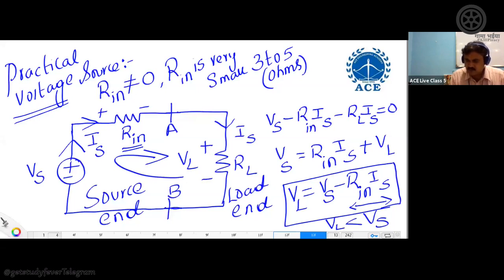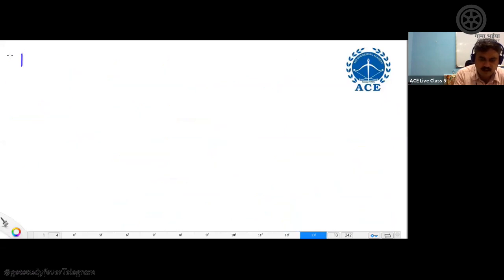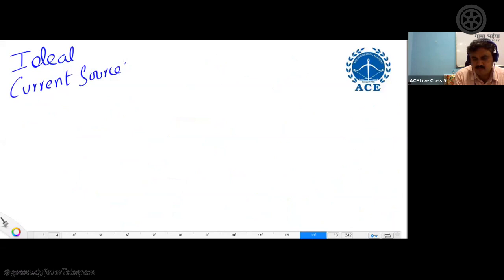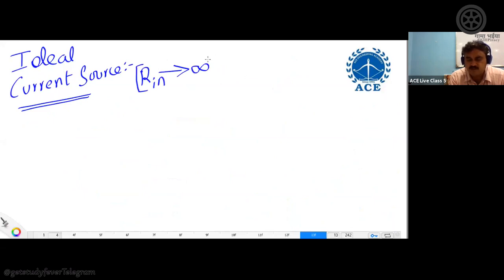Now let us see what is an ideal current source. What is an ideal current source? When you talk about an ideal current source, internal resistance is infinite, very high, in mega ohms. So we take it as an ideal case as infinite. Okay, ideal case means they don't exist, only for theory purpose. That's the reason infinite does not exist, but in the theory part we consider it as infinite. So it's very high.